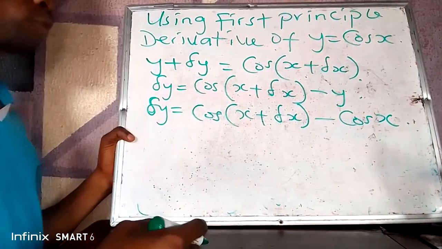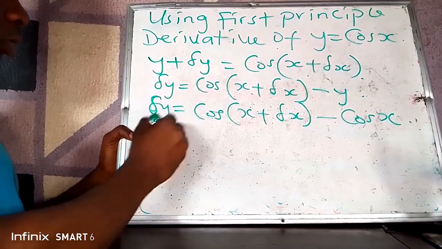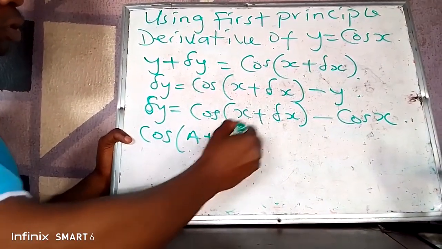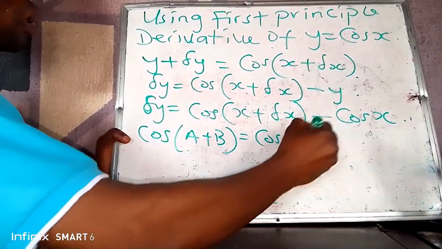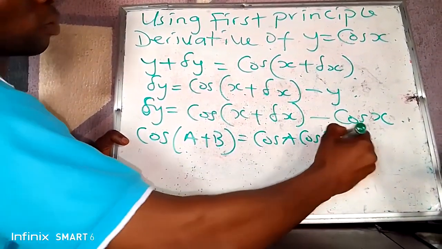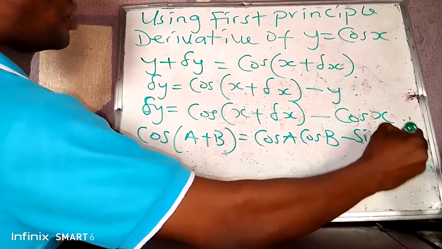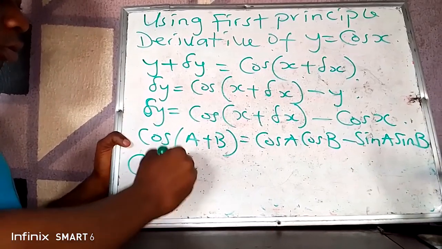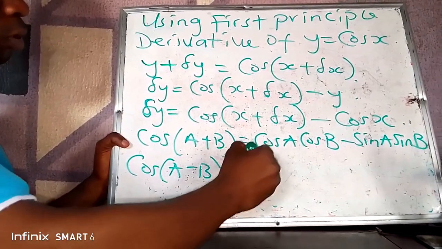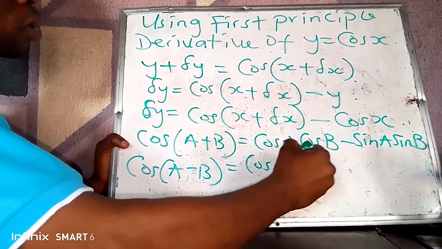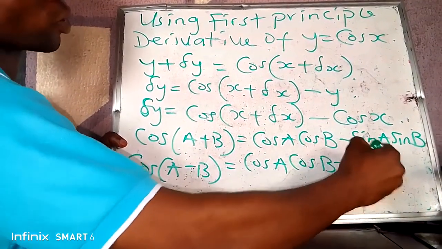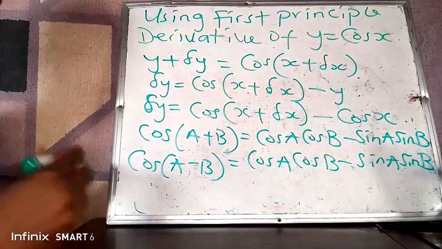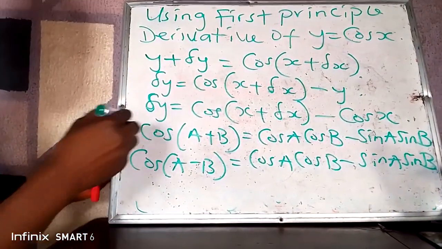We now use the product formula. This is our A, this is our B. Cos(A plus B) is cos A cos B minus sine A sine B, and cos(A minus B) is cos A cos B plus sine A sine B. After that, what do we do?